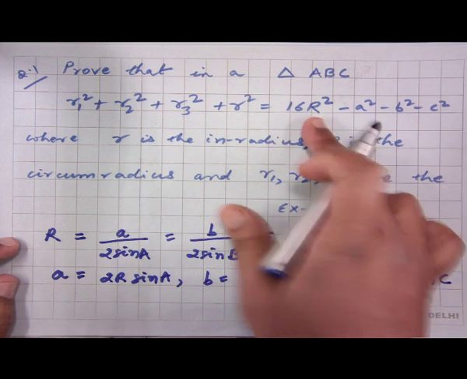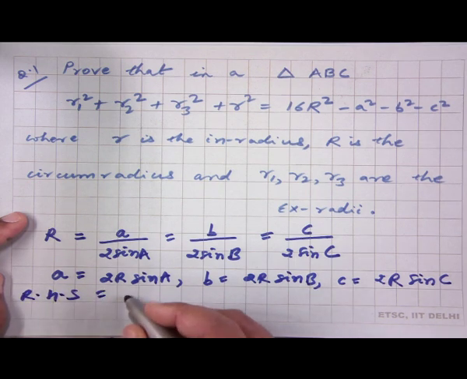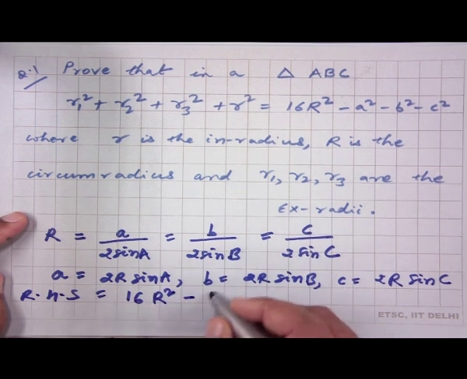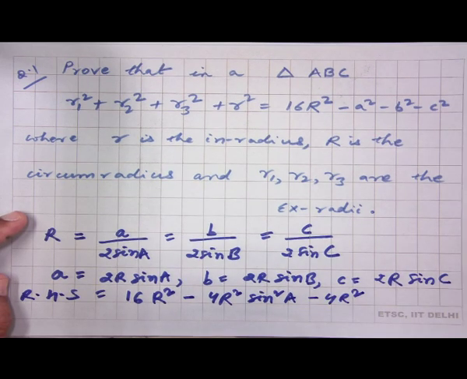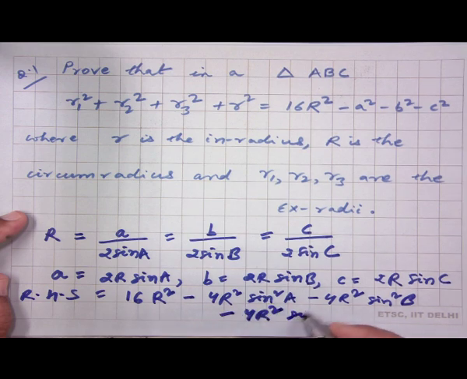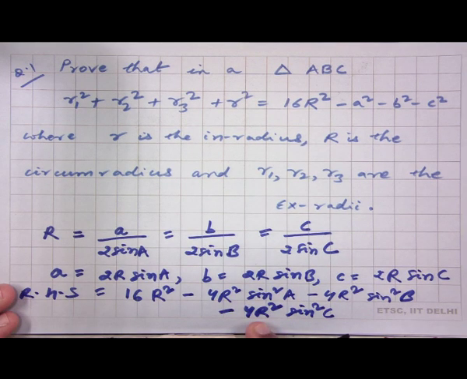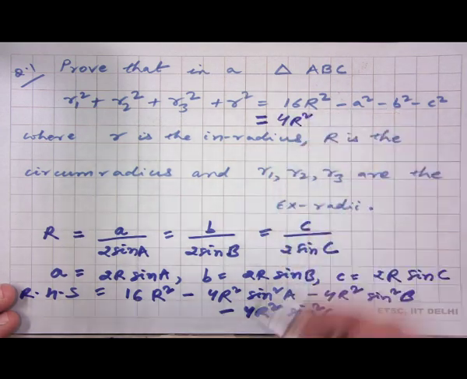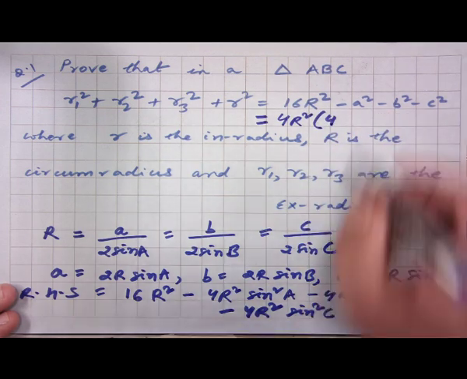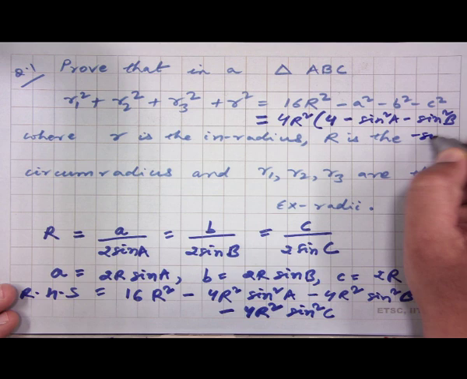If we replace these expressions for a, b and c on the right hand side, then we can take R square out as common. So, the right hand side is going to be equal to 16 R square minus 4 R square sine square A minus 4 R square sine square B minus 4 R square sine square C. We see that we have R square in each one of the terms here, and so this entire thing will be equal to 4 R square times 4 minus sine square A minus sine square B minus sine square C.